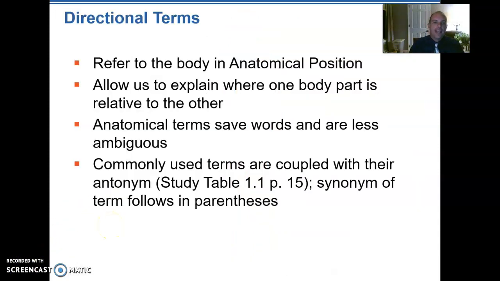All right, this is why the anatomical position is important. It allows us to explain where one body part is in relative orientation to another. Our anatomical terms save words and are less ambiguous, meaning they get people less confused. If you start in the anatomical position and I flex my left antecubital, everyone knows I'm going to flex my left elbow. Okay? And it's always the patient's left, not yours where you're looking at me. Always the patient's left and right.